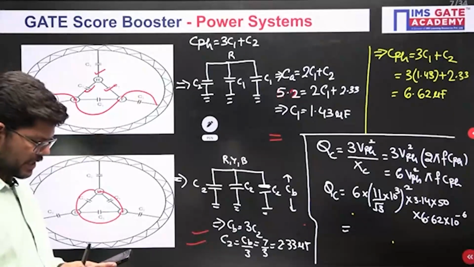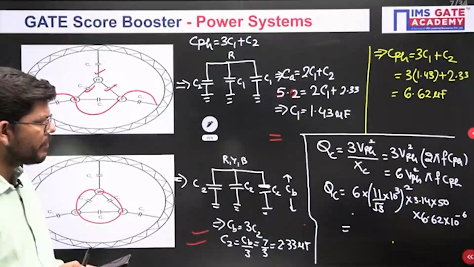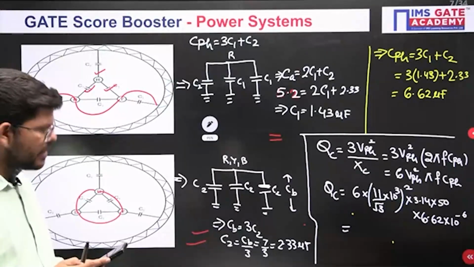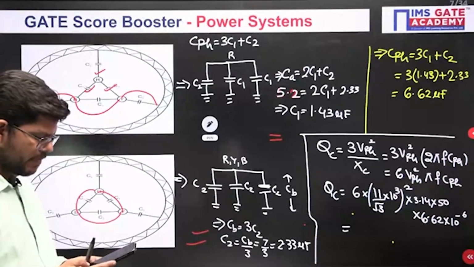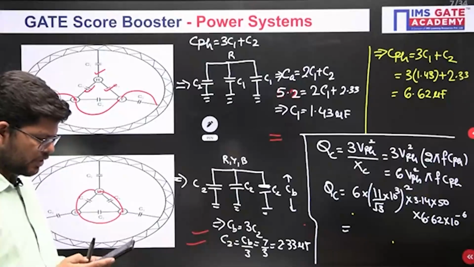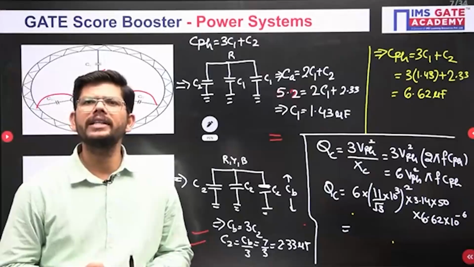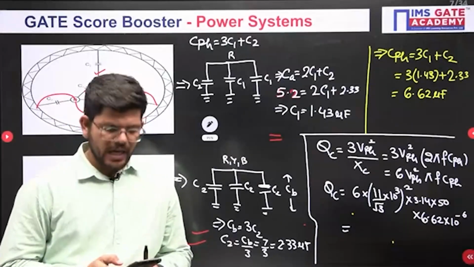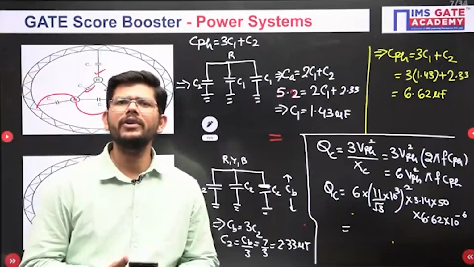So we have 6 into 11 square, 121, divided by 9, multiplied by 3.14, multiplied by 50, multiplied by 6.62. So 83.84. I think somebody has given this answer before. I am getting an answer of 83.84. Aryan, earlier you got the same answer.